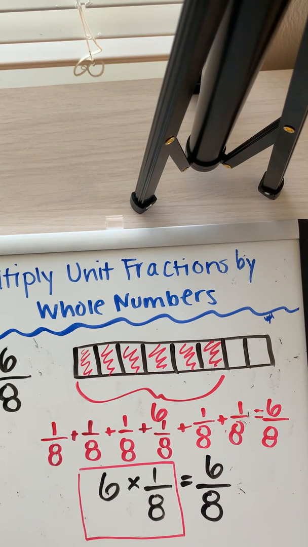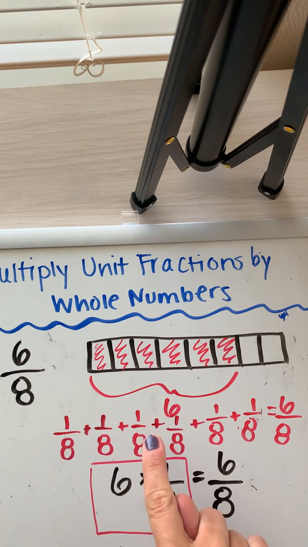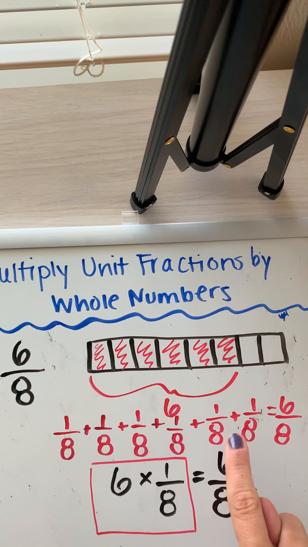Okay? So that is how I multiply unit fractions by whole numbers. It actually saves you a lot of time because you don't have to be writing out all the different unit fractions that you added up when you decomposed your fraction, right?